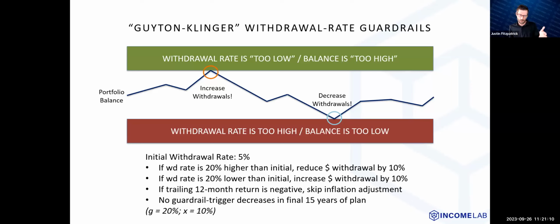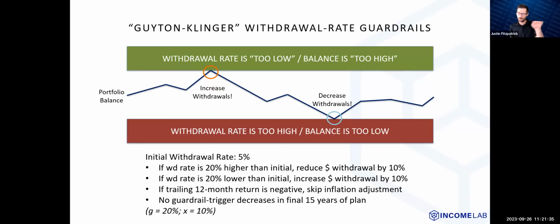And in this case, I've gone with 20%, which is what they do in their articles as well. And then if you hit a guardrail, what do you do to that dollar withdrawal? In this case, I've gone with 10%, which is again from their articles. They do have a few other pieces that we have used in this test. One is if the trailing 12-month return is negative, skip the inflation adjustment.